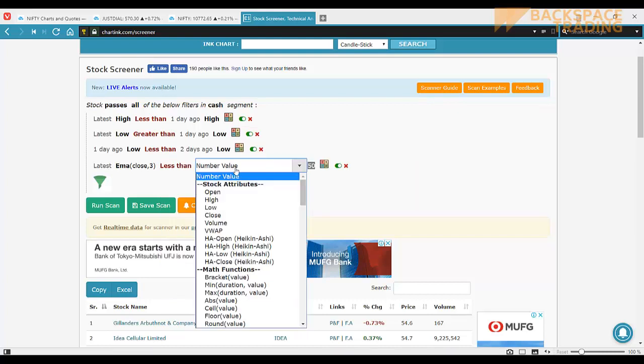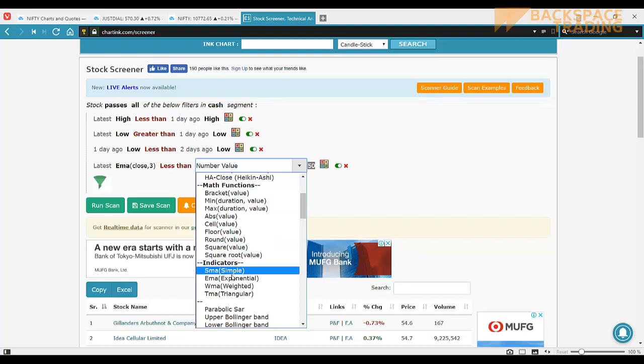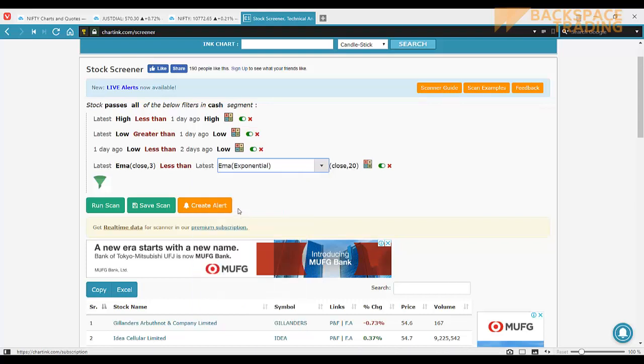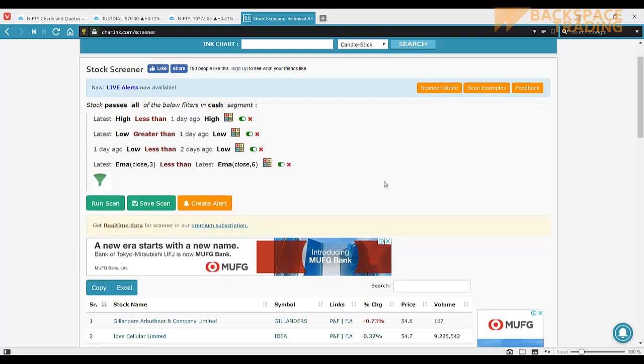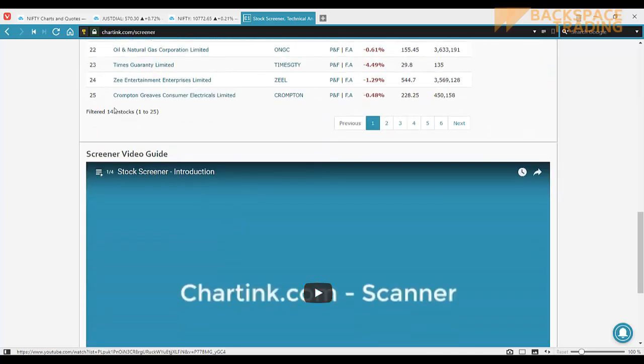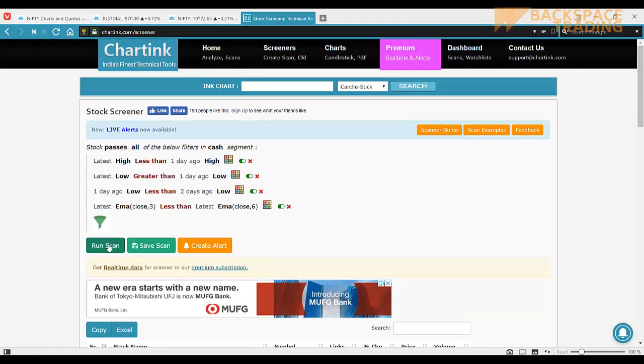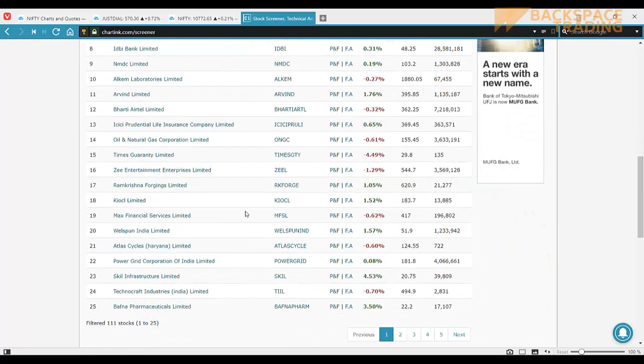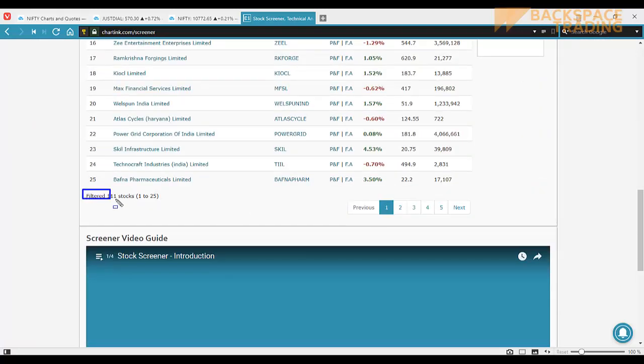Now I'm going to pick this, going down again to select exponential over here. It should be latest, of course. I need today's candle, the close of 6. Get it? Now what do I have here? 142 stocks. I'm going to run the scan. Scanning completed. We have filtered down to 111 stocks for shorting. That is a good number, but 100 stocks is still too much, right? Let us further reduce it.